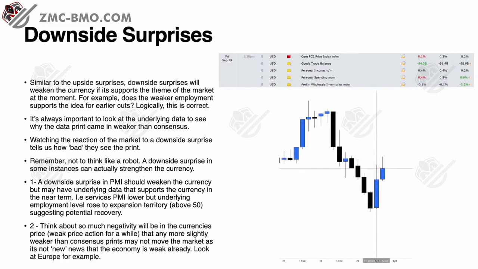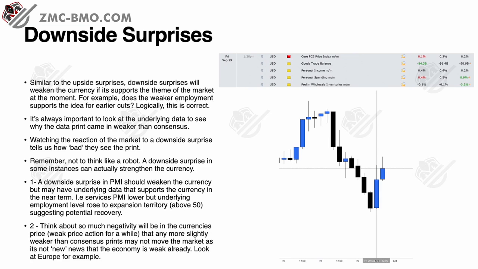And of course, the flip side is obviously downside surprises. Similar to the upside surprises, downside surprises will weaken the currency if they support the theme of the market at the moment. For example, does the weaker employment support the idea for earlier cuts? Logically, this is obviously correct. It's always important to look at the underlying data to see why the data print came in weaker than consensus. Watching the reaction of the market to a downside surprise tells us how bad they see the print, so it's important to watch that. And remember not to think like a robot.